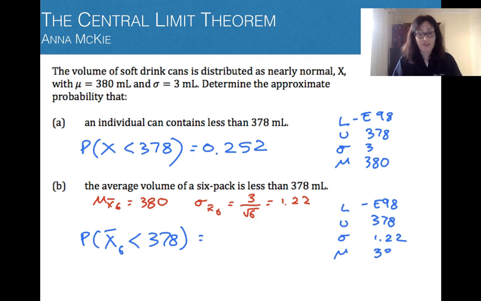The mean will be the same according to the central limit theorem. And calculate that and you get 0.051. So a much smaller chance of that happening, that all 6 cans would be less than that. And that probably seems to make sense intuitively.